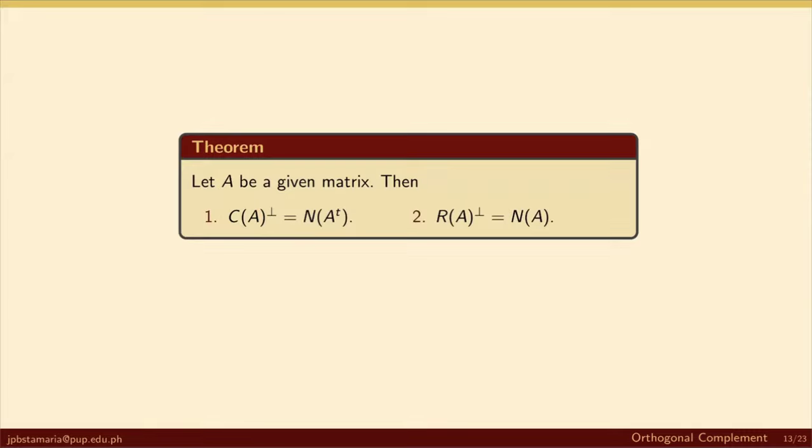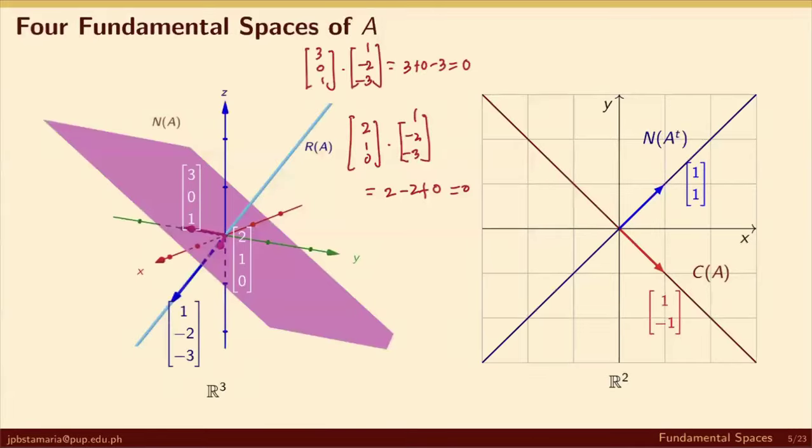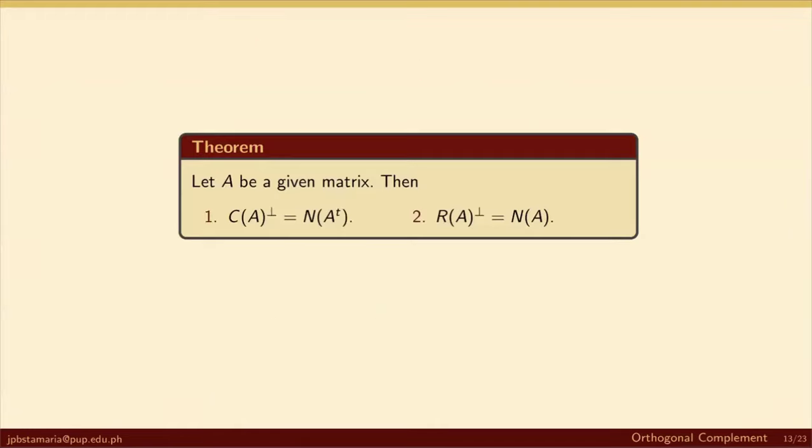Okay, why do you think number 2 is also true? If you take a look at our previous diagram, these are the other two. They are in R3. This is the row space. Its perp is the null space, which is an entire plane. The proof of number 1 is already in the previous slide, but why is number 2 true?